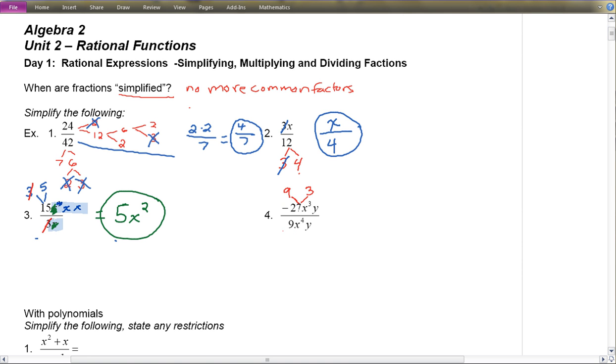Now there's no negative on the bottom, so we know that'll stay. Now this x cubed, well, what's x cubed? Well, we could rewrite that as x, x, and x. The y has to stay the same. Okay, there's no way to split up that y. Look at the bottom. 9, we don't want to split it up. But x to the fourth, that means there's 4 x's. 1, 2, 3, 4.